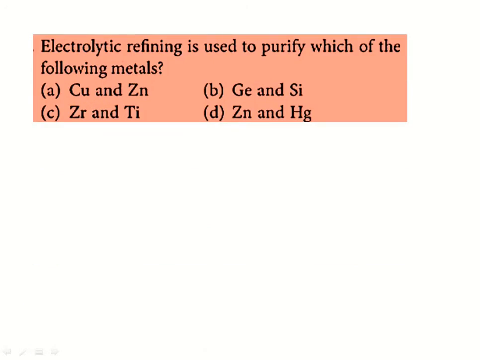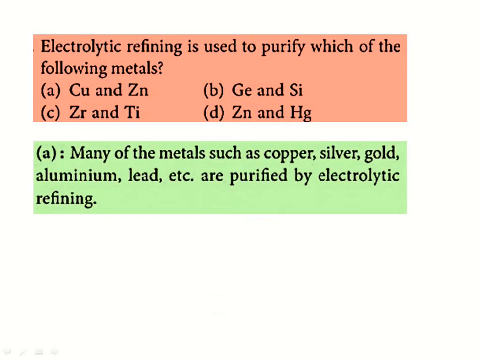Electrolytic refining is used to purify which of the following metals? Many metals such as copper, silver, gold, aluminum, lead, etc. are purified by electrolytic refining methods. So A is the right answer.